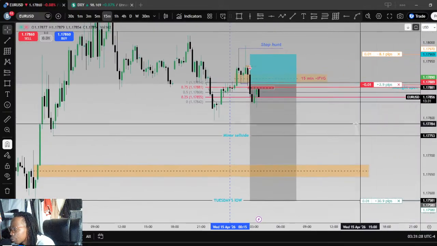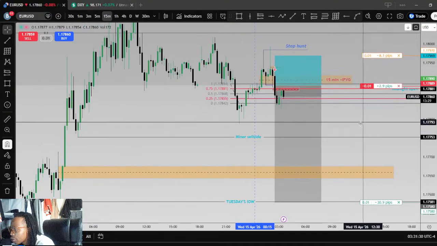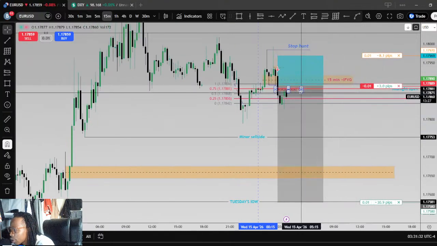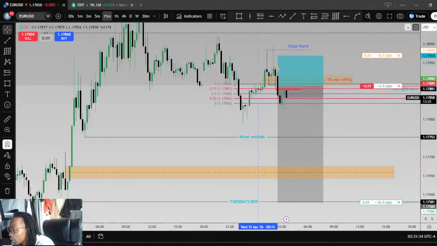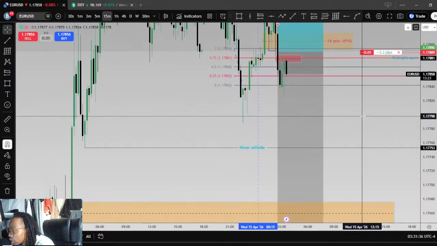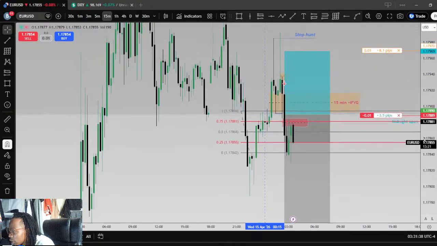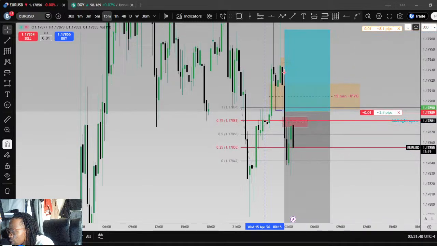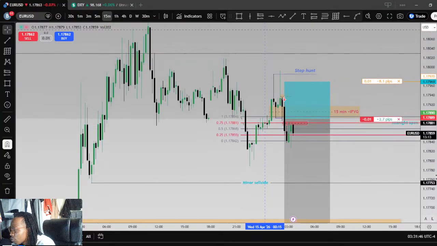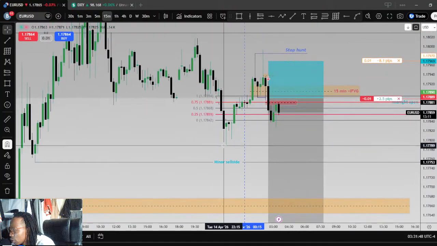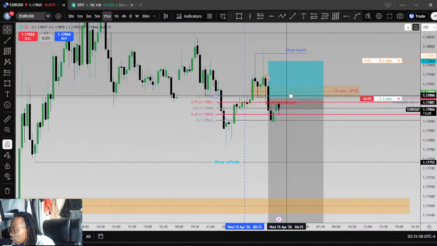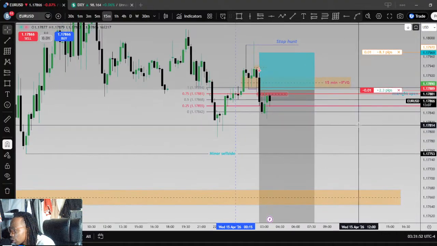So look how we respected that fair value gap. I think we closed on. We didn't even touch the consequent encroachment on that fair value gap. So it's a good factor still for me to consider. So until we take out this low, I'm not gonna move my stop loss in any way.